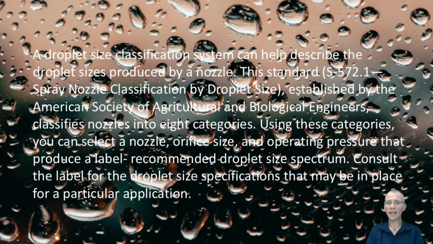A droplet size classification system can help describe the droplet sizes produced by a nozzle. This standard, S572.1, Spray Nozzle Classification by Droplet Size, established by the American Society of Agricultural and Biological Engineers, classifies nozzles into 8 categories. Using these categories, you can select a nozzle, orifice size, and operating pressure that produce a label recommended droplet size spectrum. Consult the label for the droplet size specifications that may be in place for a particular application.